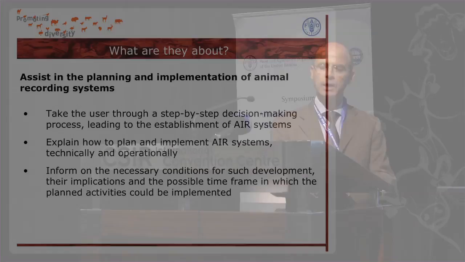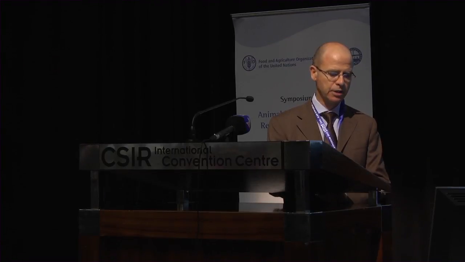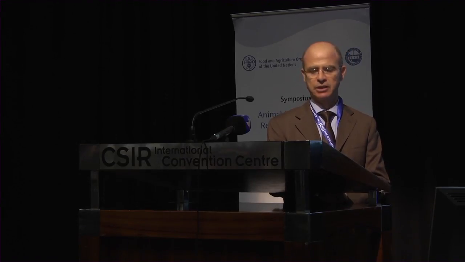So the purpose of this guideline is to assist the countries in planning and implementing animal identification and recording systems. It takes the user through a step-by-step decision-making process leading to the establishment of an animal recording system. We tried to explain how to plan and implement animal identification and recording systems, both technically and operationally. And also in this guideline, we tried to inform on the necessary conditions for such development, their implications, and the possible time frame for implementing such a system.